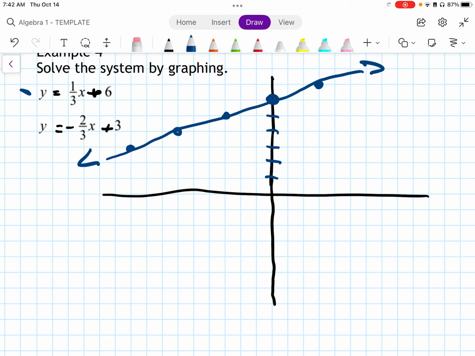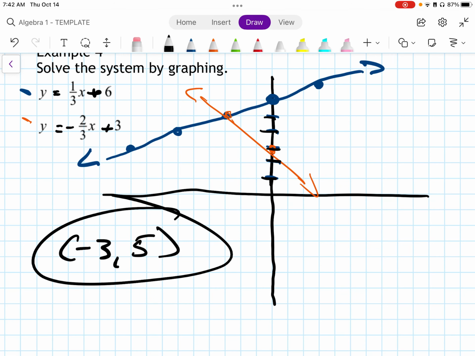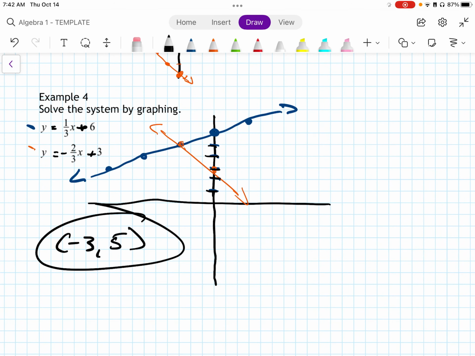My other line has an intercept of 3, and I'm going to go up 2 and left 3. Oh, there it is. So that's going to be at negative 3, 5. There's my answer. All right.